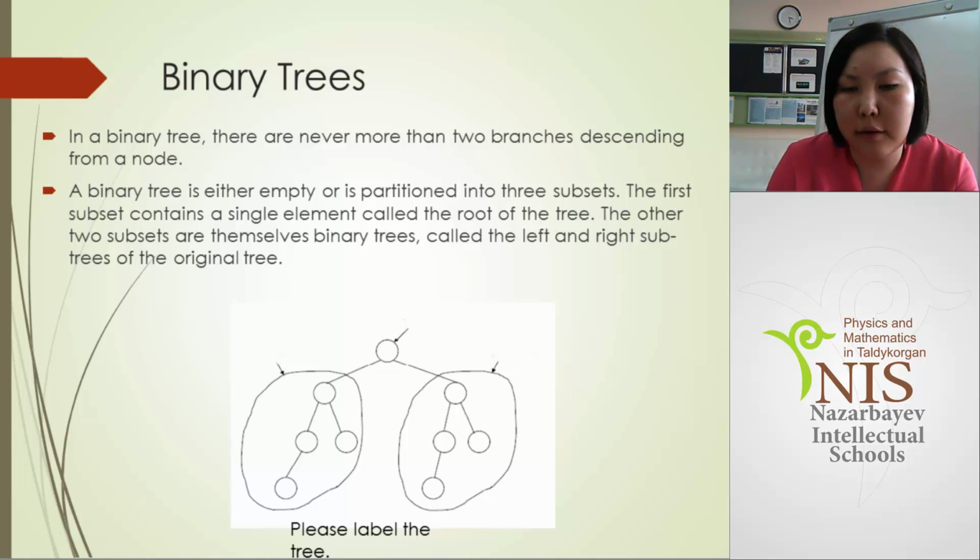In a binary tree, there are never more than 2 branches descending from a node. A binary tree is either empty or is partitioned into 3 subsets. The first subset contains a single element called the root of the tree. We can see in the diagram below that in the middle there is a root. The other 2 subsets are themselves binary trees called the left and right subtrees of the original tree.